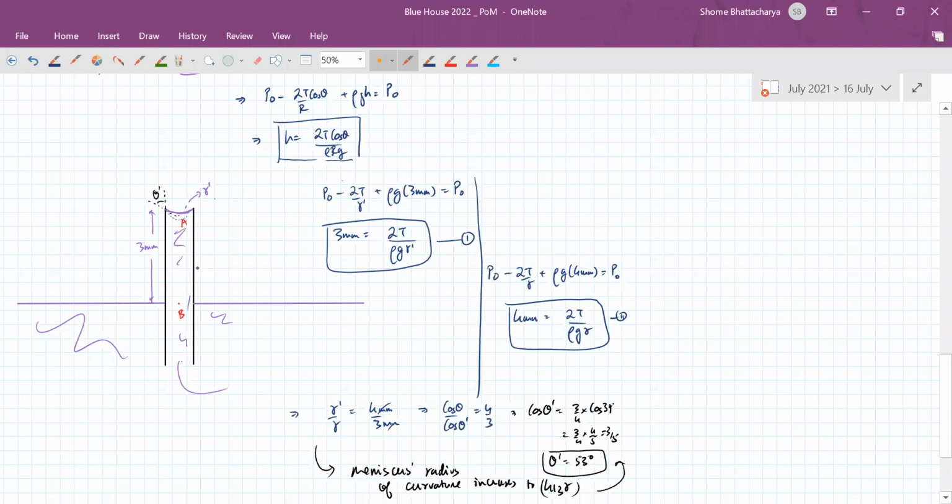So as you keep pushing this further in, this meniscus will have to flatten more and more. And if you pushed it into the point where the L is tending to 0, the meniscus will become perfectly flat. Following, no? Yes.